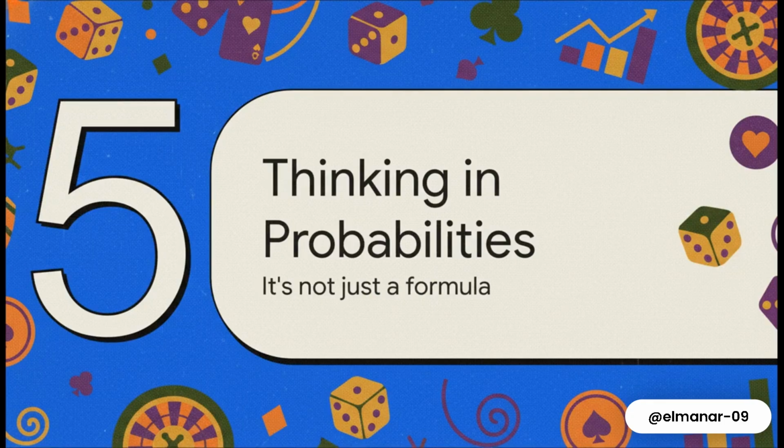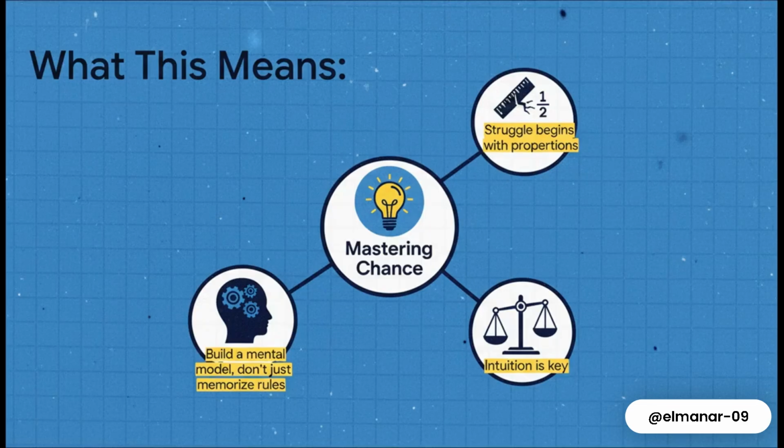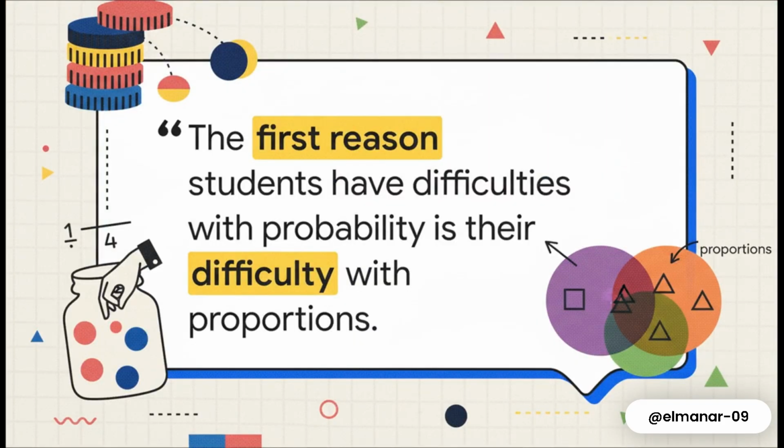So what's the big takeaway for us? It means that really truly getting a handle on chance and randomness is about so much more than just memorizing a formula. Let's break down what this all means. For a lot of people, the struggle with probability actually starts with a shaky understanding of fractions and ratios. To really master chance, you need a strong, intuitive feel for how proportions work. It's not just about memorizing rules, it's about building a fundamental new way of thinking about how parts relate to a whole.